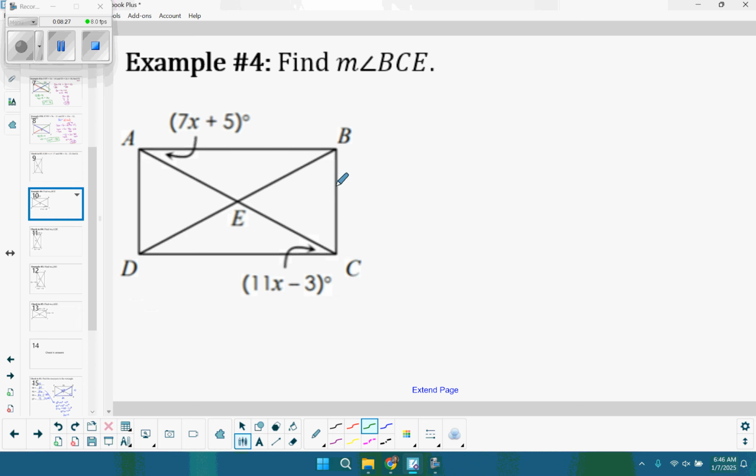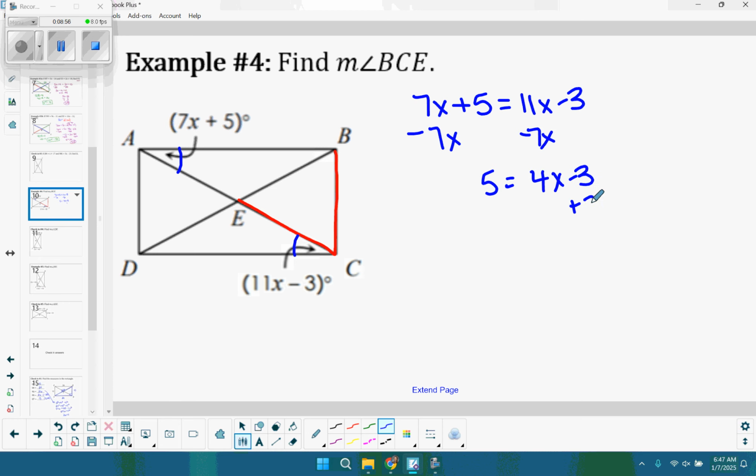For example 4, it asks us to find angle BCE. So they want this angle when we're done. But what we have are these angles, which, because they're in a type of parallelogram, are alternate interior angles and are therefore congruent. So we know that 7x plus 5 is equal to 11x minus 3. If we go ahead and solve our equation, 5 equals 4x minus 3. Add our 3, 8 is 4x, and x is 2.